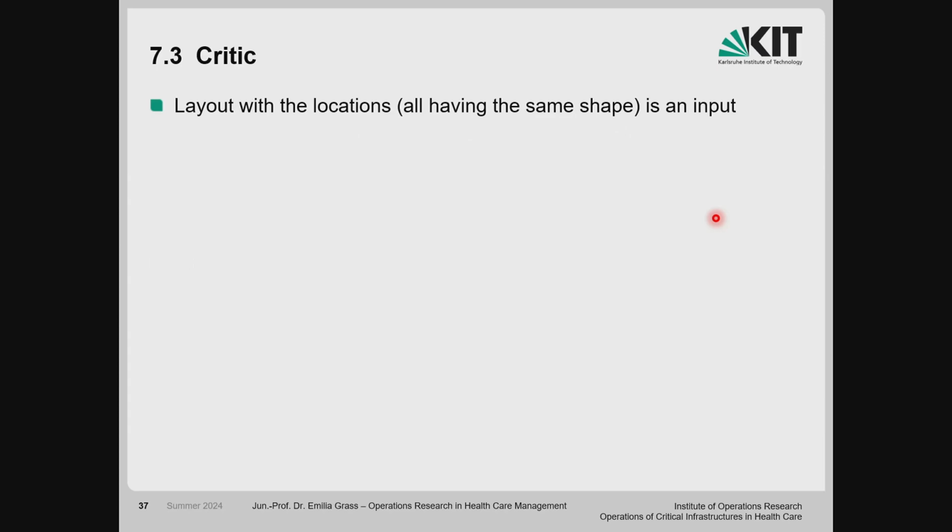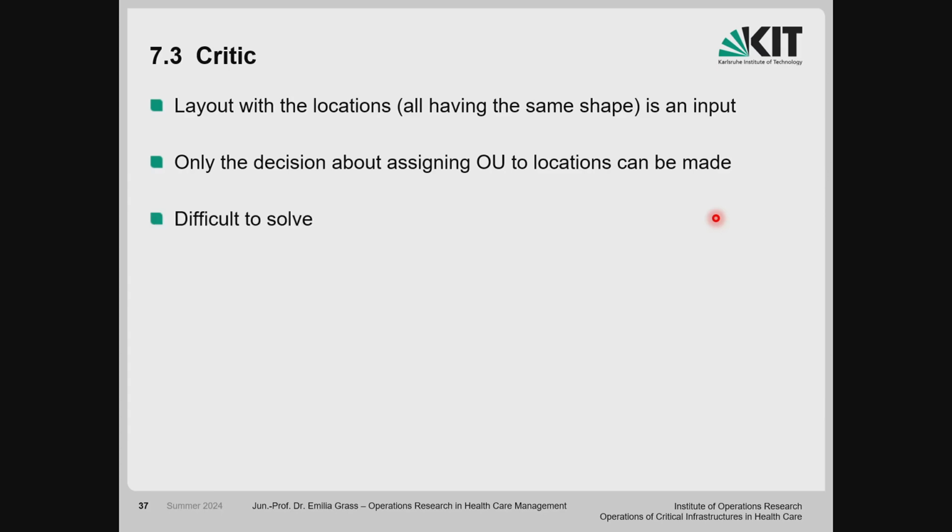However, we know that the layout with the locations all having the same shape is an input and not an output, and only the decision about assigning units to locations can be made. Okay. And of course, we had that already several times. It's difficult to solve, at least for real-world problems. Okay.